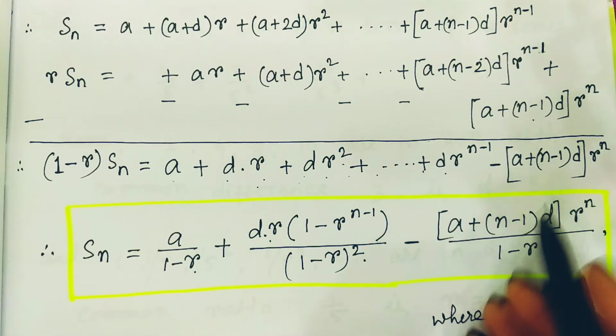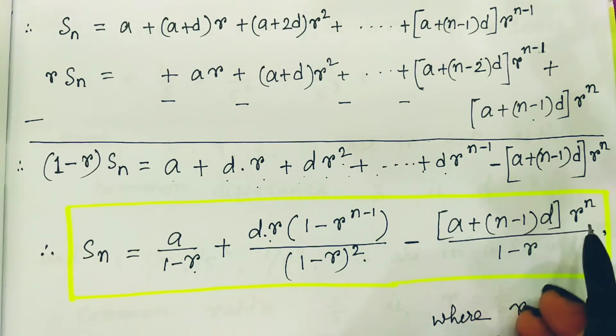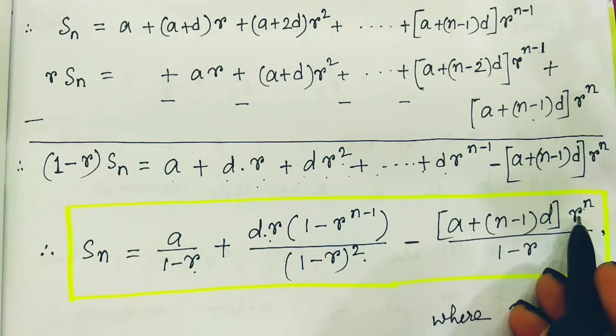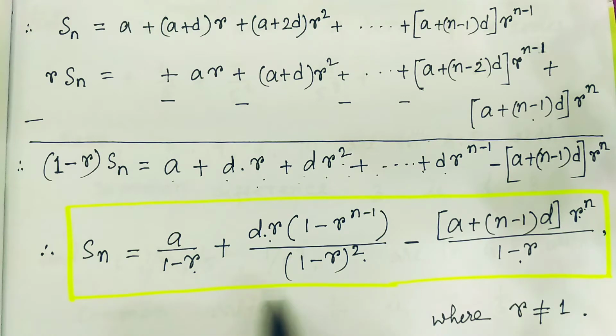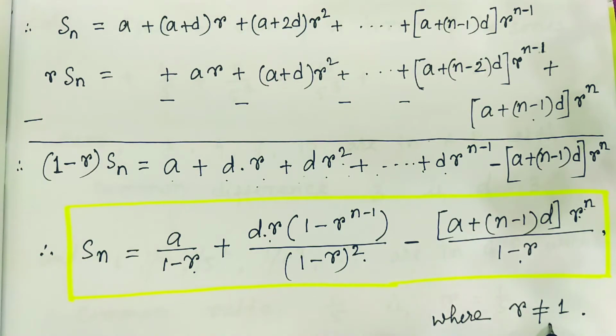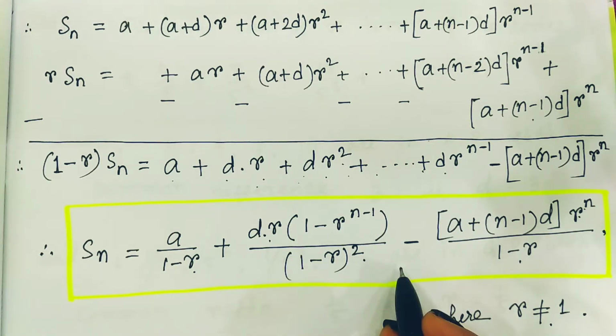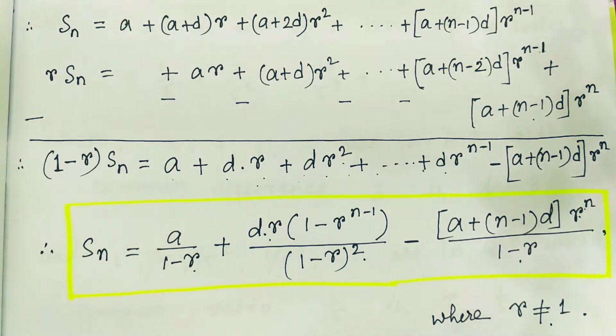And for this last term, this is (a + (n-1)d) r^n, remaining as it is, just divided by 1 minus r. So this one is the summation of this arithmetico-geometric series. Just remember here r should not be equal to 1, because if r equals 1, then it is undefined.